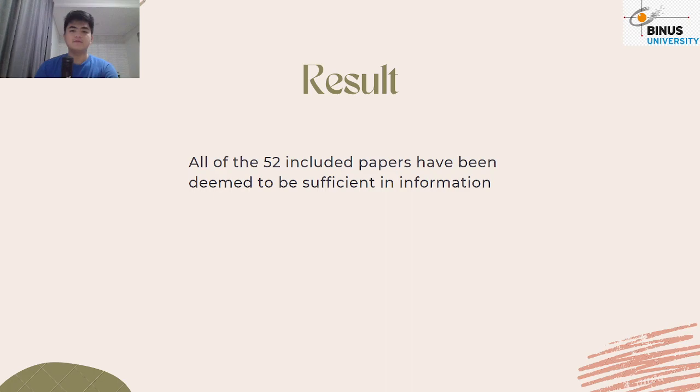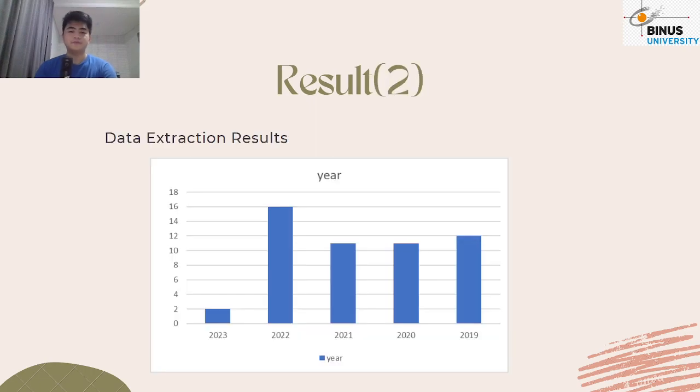And finally is the results phase. In the results, we have deemed that all those 52 papers that we have selected contain sufficient information to help us in creating our SLR. This is the table of the papers that we have extracted. As you can see, the 52 papers are diversified across 5 years, and 2023 alone contains only 2 papers, and the most papers that we took are from 2022, which is 16 papers.